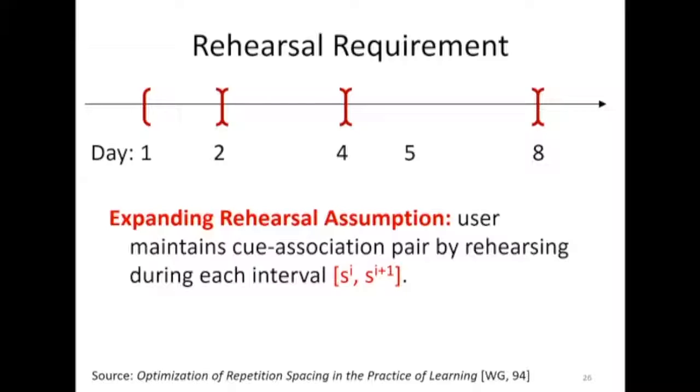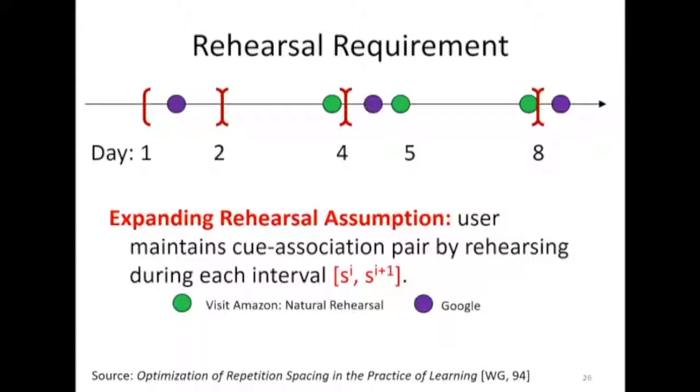Okay, so now we have this assumption. Let's suppose now that the user visits their Amazon account maybe on day 4, day 5, day 8. Well, in this case, they're naturally going to satisfy some of these rehearsal requirements. Every time they visit Amazon, they have to type in their password and rehearse the corresponding secret. All right, let's suppose that the user also has a Google account and that he visits Google maybe at day 1.5, maybe day 4.5, maybe day 9, etc.